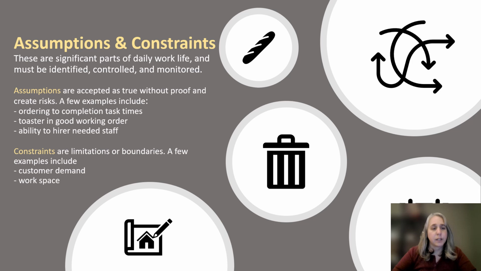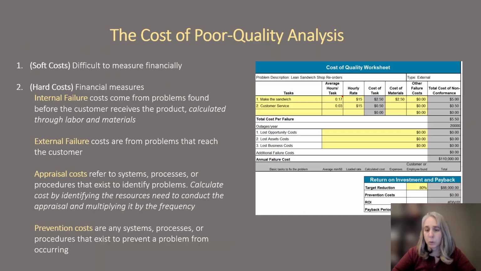I also considered what my assumptions and constraints included. Assumptions and constraints need to be identified, controlled, and monitored. Some assumptions are ordering to completion task time, the toaster being in good working order, and the ability to hire needed staff. These assumptions do create risk if I'm wrong on what I'm assuming. And then my constraint examples are customer demand and workspace.